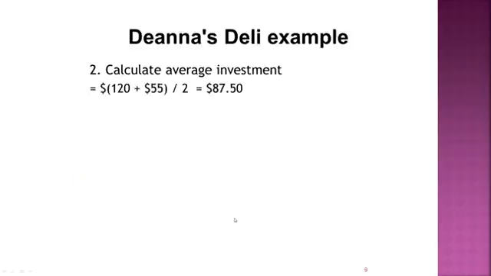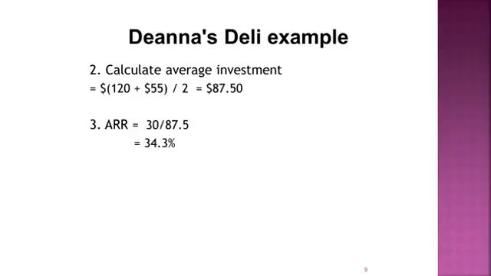Second step, we calculate the average investment. The average investment is the cost of the asset plus the salvage value, divided by 2. So 120,000 plus 55,000 divided by 2 is 87.5.